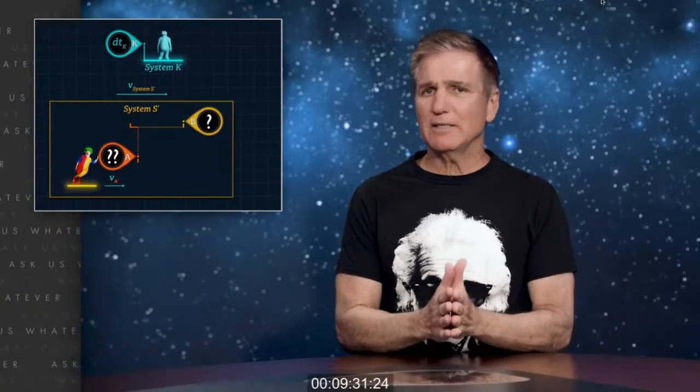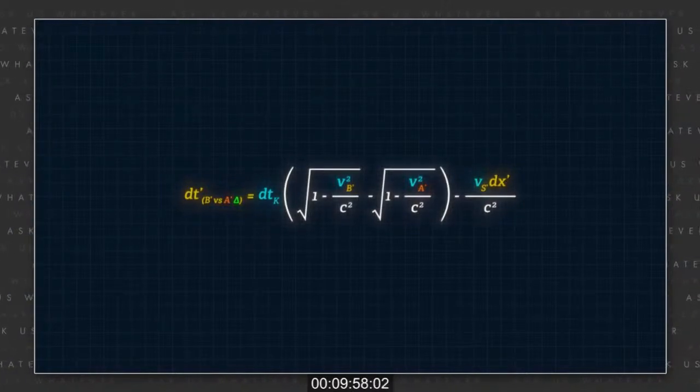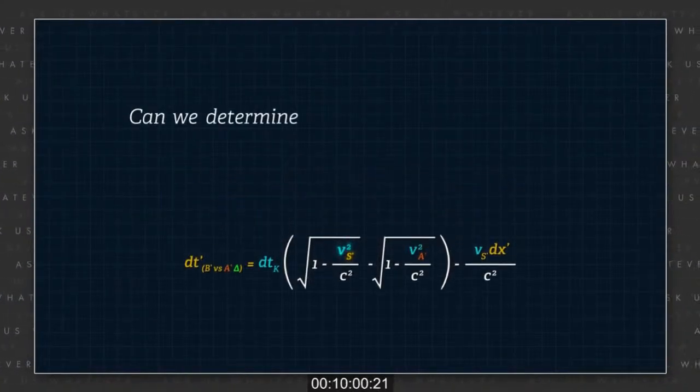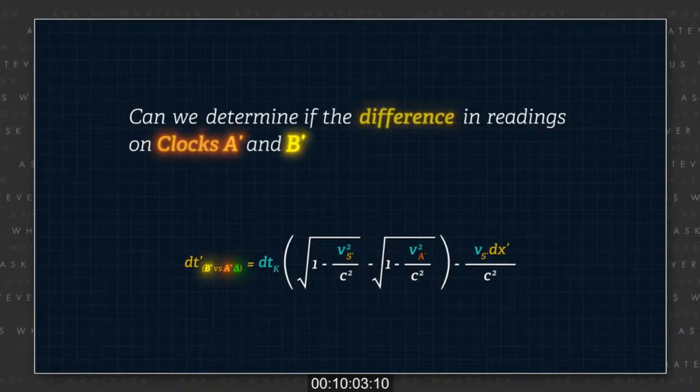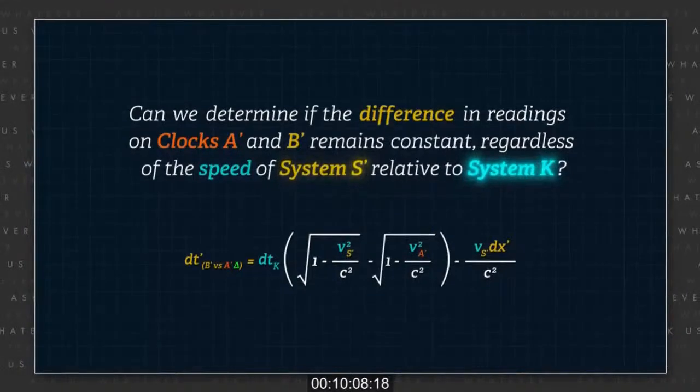So for any given speed at which clock A prime travels through system S prime toward clock B prime, we should always find clocks A prime and B prime to report the same measurable difference in the readings when they unite, whether system S prime is considered moving or stationary. According to special relativity, the laws of physics should be the same regardless of the inertial system. So let's take our formula for the difference in clock readings and make some substitutions so that we can determine if the difference in readings on clocks A prime and B prime remains constant regardless of the speed of system S prime relative to system K.